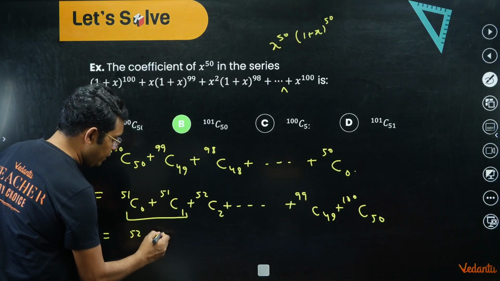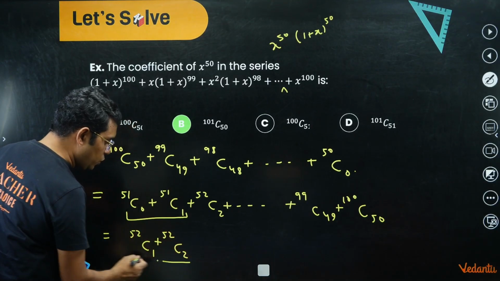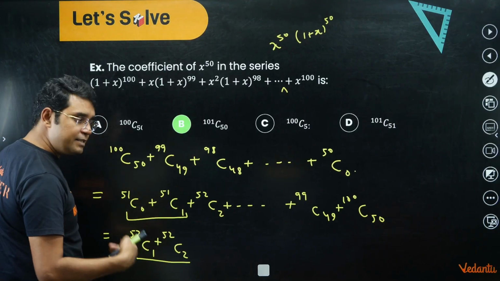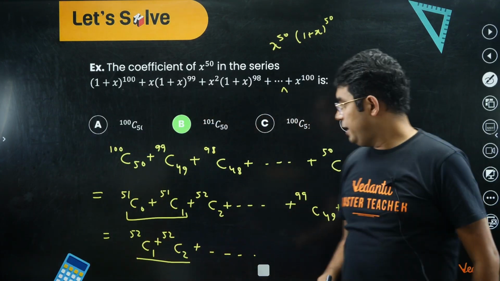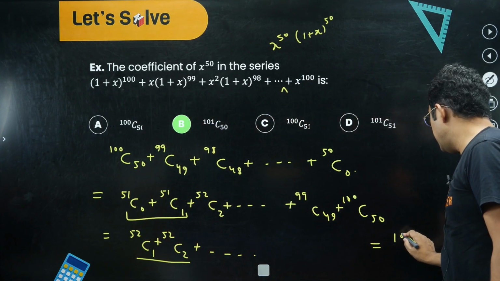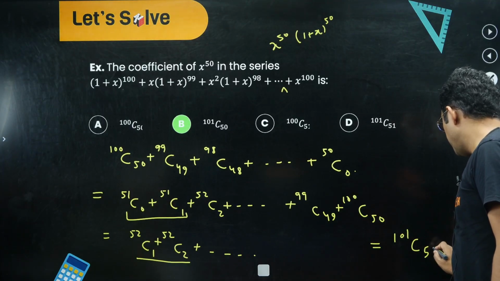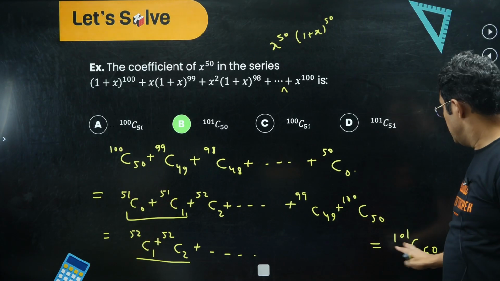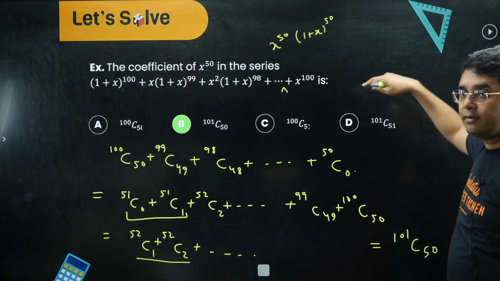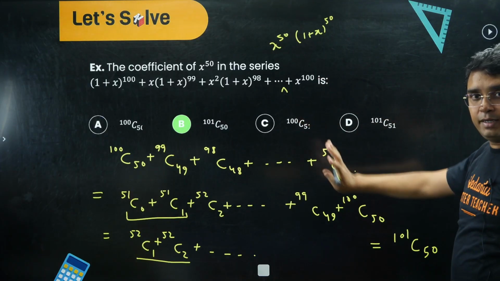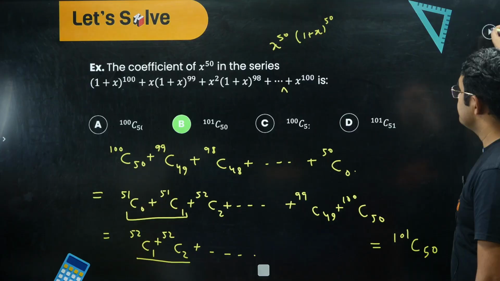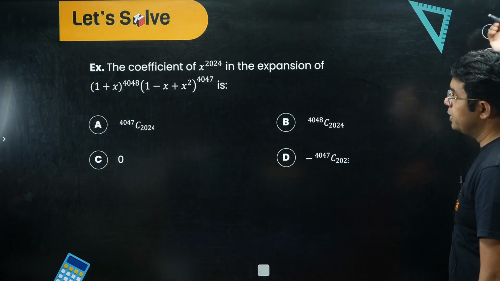Now this again combined with 52C2 will give you 53C3. So if you keep doing like this, okay, you will get the final thing as 101C50. Okay, that's it. So that's the same answer which we were getting otherwise also. So these are two methods for this question. I think the GP method is definitely better in this case, or it's your choice actually.